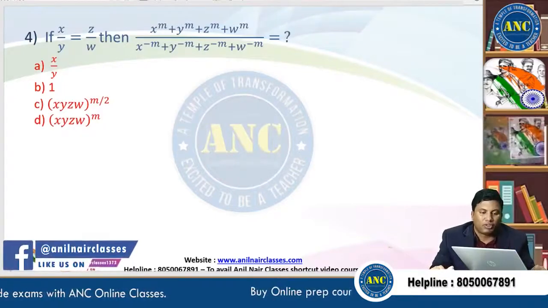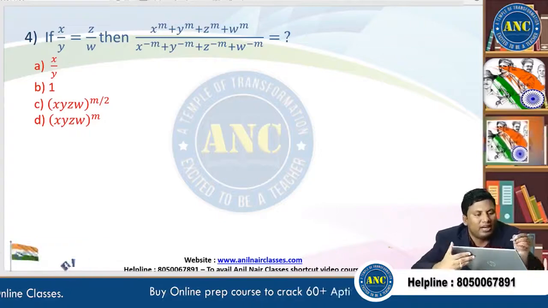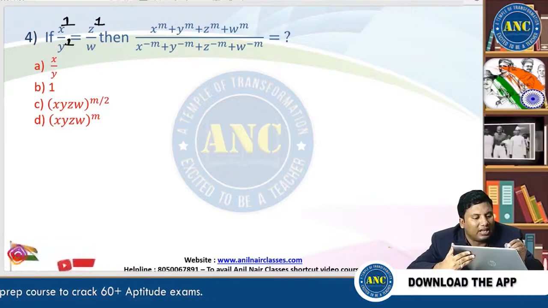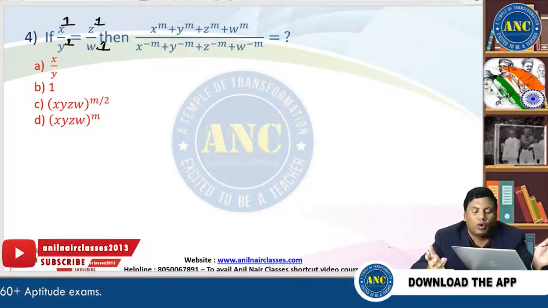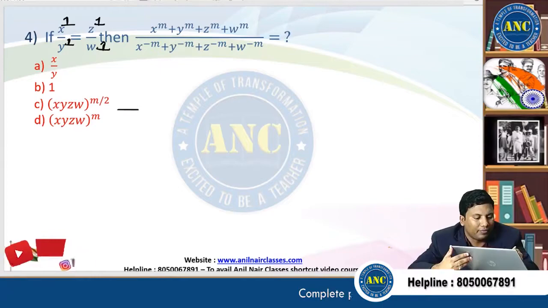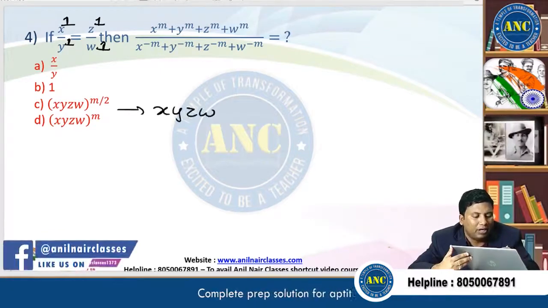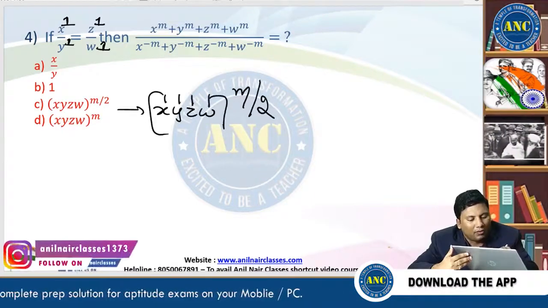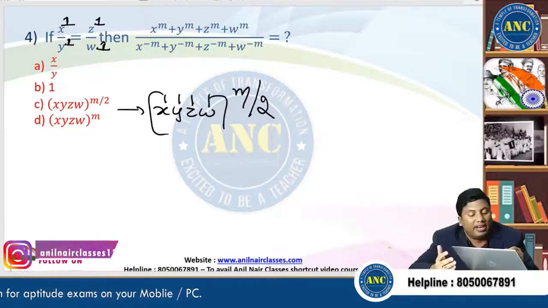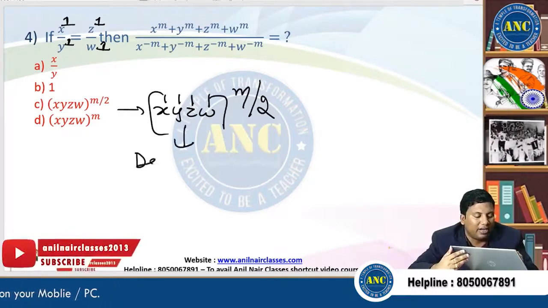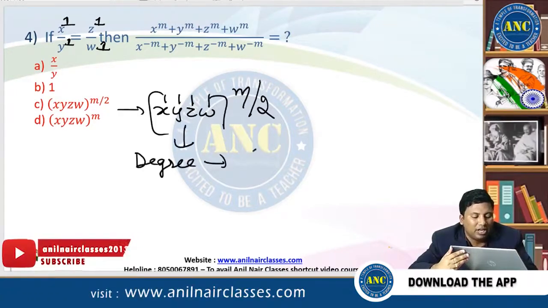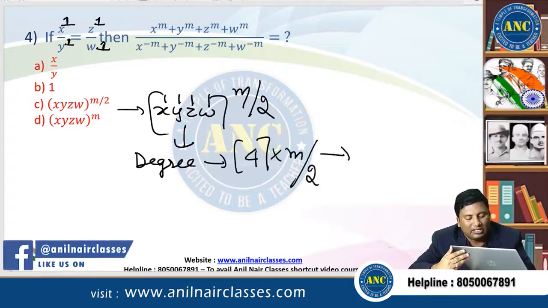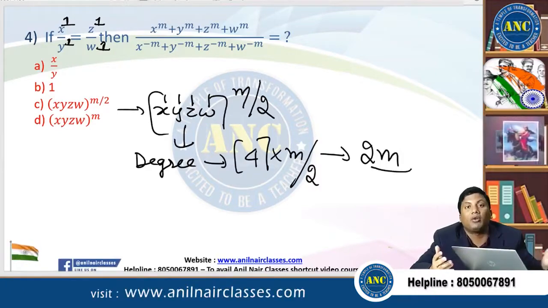I hope it is clear. Fourth one. Now it is a very easy question. What is the degree of x? 1. What is the degree of y? 1. What is the degree of z? 1. What is the degree of w? 1. So degree of this x, y, z, w power m by 2. These are nothing but 1, 1, 1, 1. So all are different variables. If all are these different variables, what is the degree of this function? It is 4. What is into m by 2? So what is the degree of this function? 2m. Are you all with me?